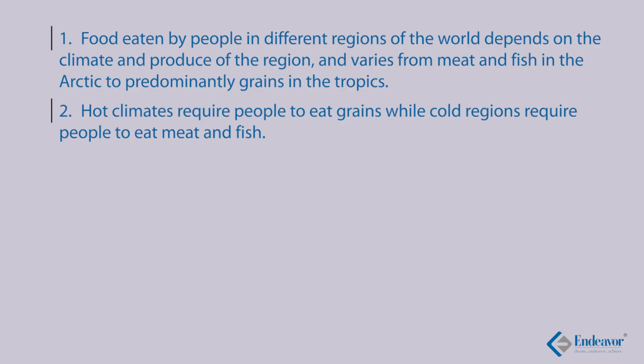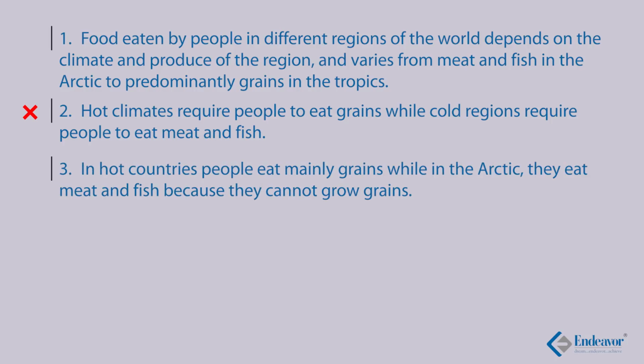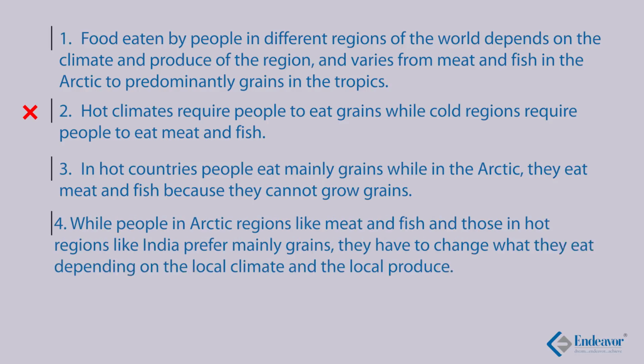The second option, hot climates require people to eat grains while cold regions require people to eat meat and fish. This is not very comprehensive as it does not talk about what is being produced in the region. Option 3. In hot countries, people eat mainly grains while in the Arctic they eat meat and fish because they cannot grow grains.